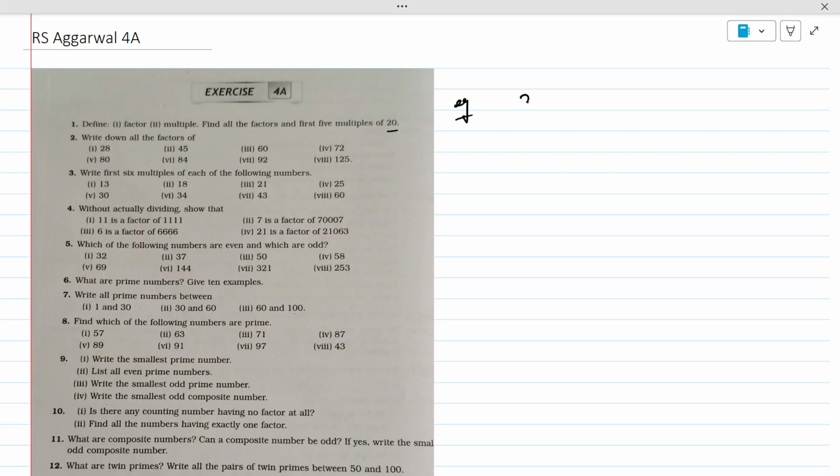Let us try to find the factors of 20. Factors are the numbers which completely divide the other number, that means they don't leave any remainder. So the factors of 20 are 2 and 5, and again we have 2. So these are the factors, that is 2 into 2 into 5. These are the numbers which completely divide 20.